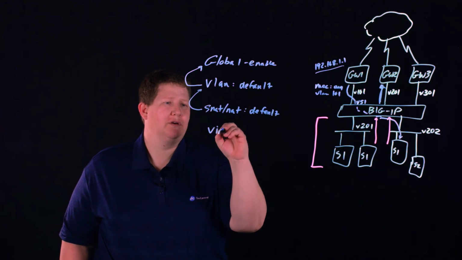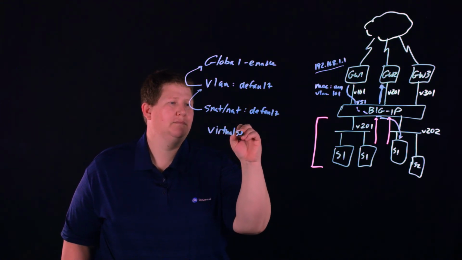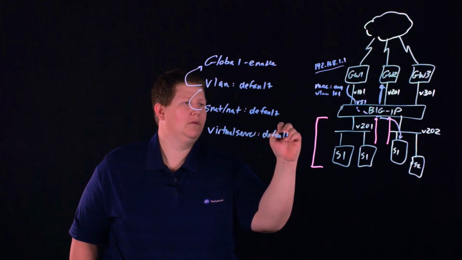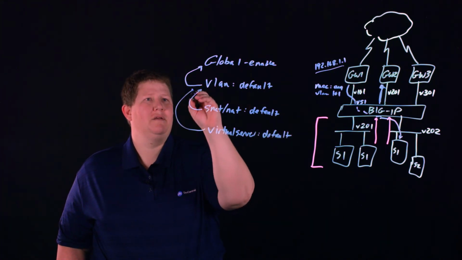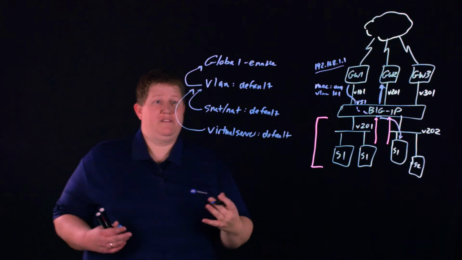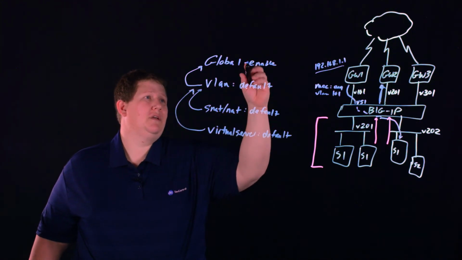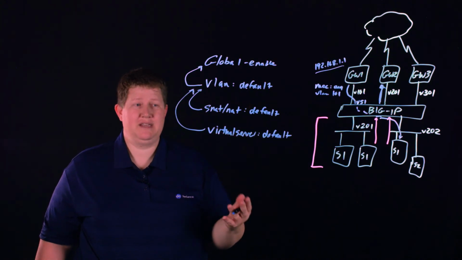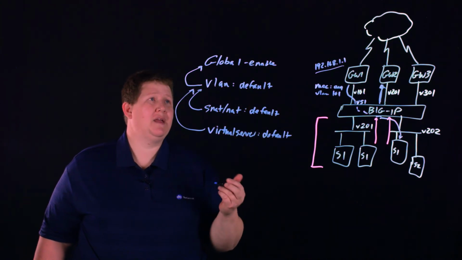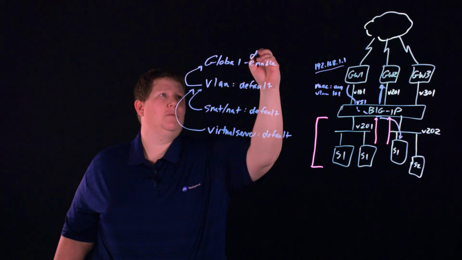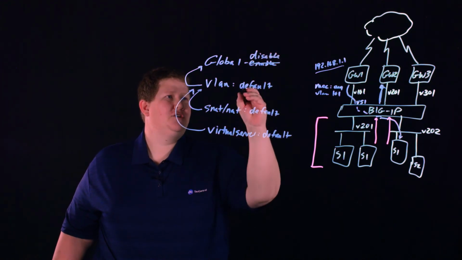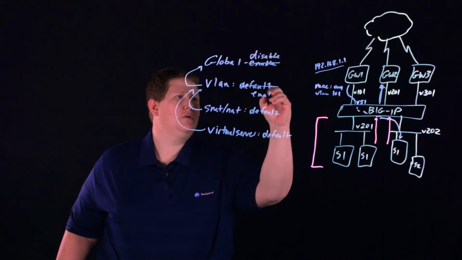And then there's the virtual server, which is also default. And it inherits from VLAN. And so if global is enabled, then all of these are going to inherit that setting if they're default. But then you could disable at a global level and then change VLAN to enable.